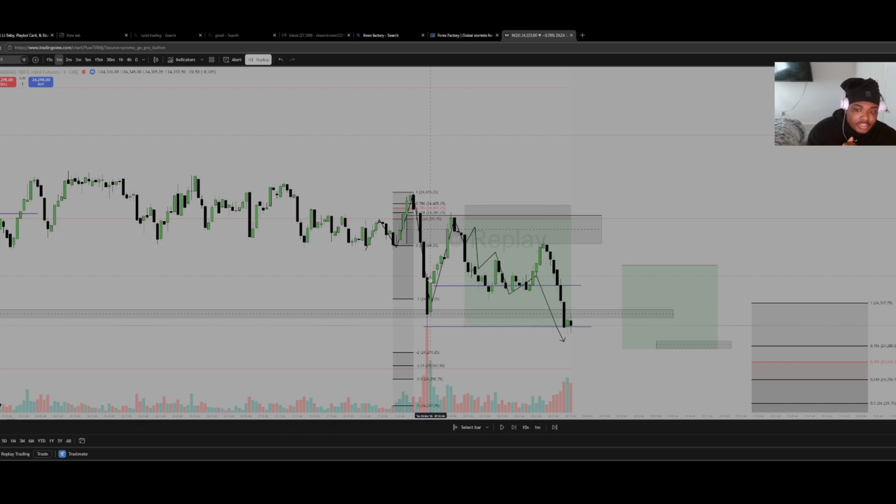That's the recap for today. I did make 300 on this trade with 2 minis, but I did take another trade, which put me at 900 for today.